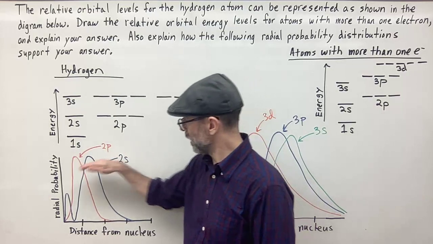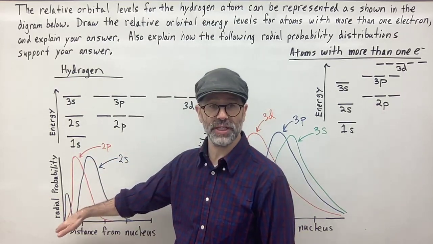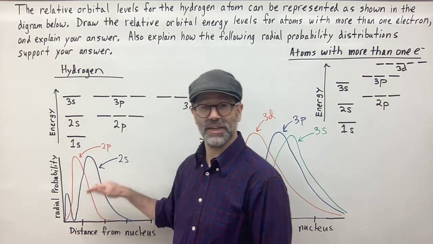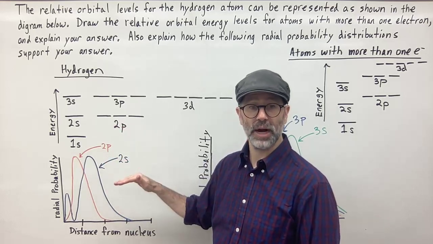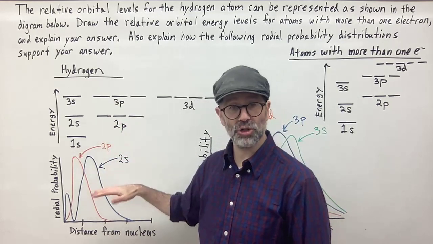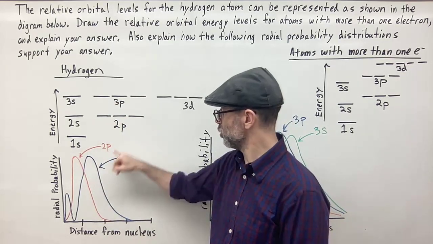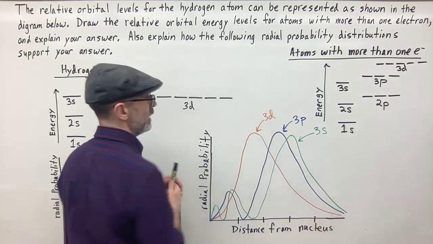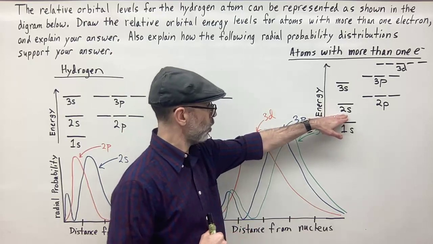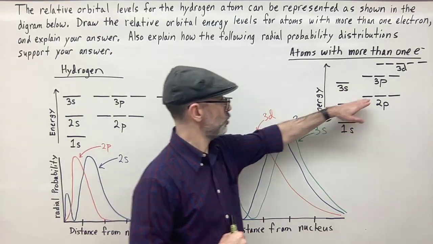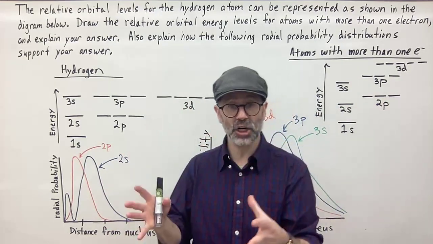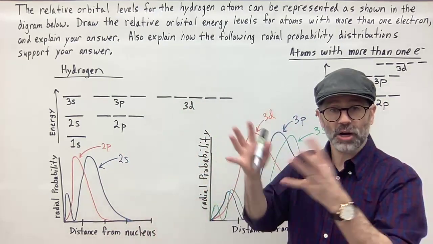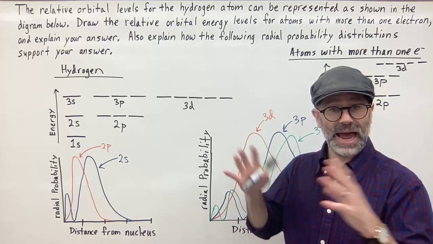And because it can penetrate closer to the nucleus, that gives it a lower energy, right? So closer to the nucleus means lower energy. So the 2s is going to end up having a lower energy than the 2p because of that penetration into the inner sanctum, or inner part, of the atom.